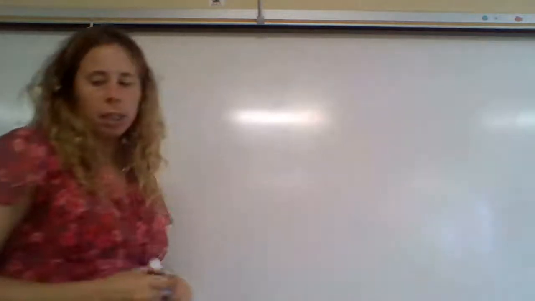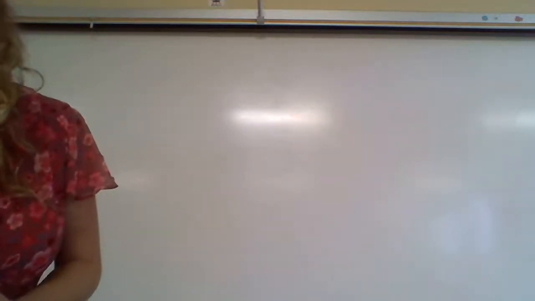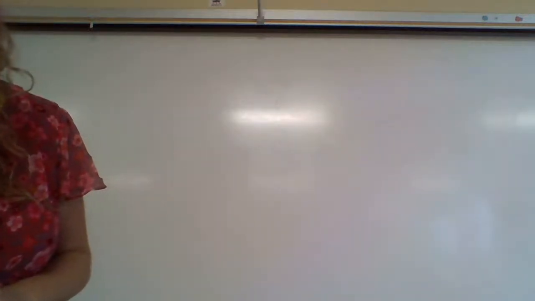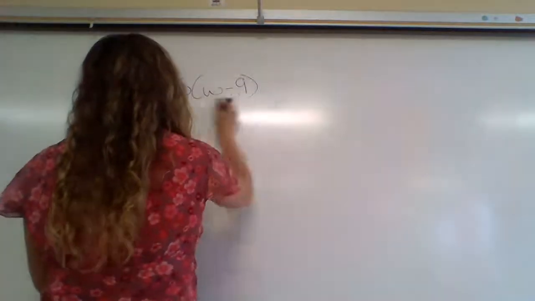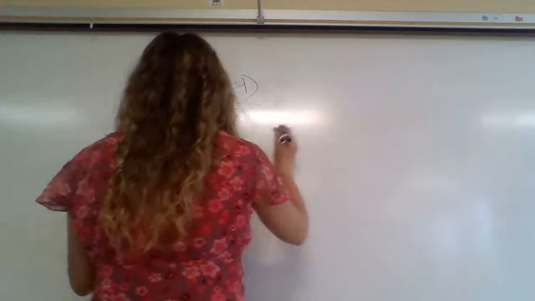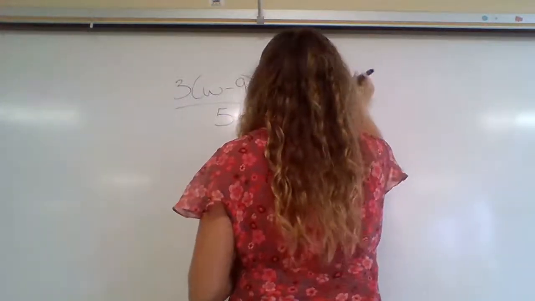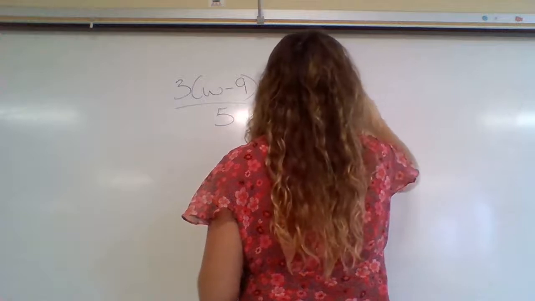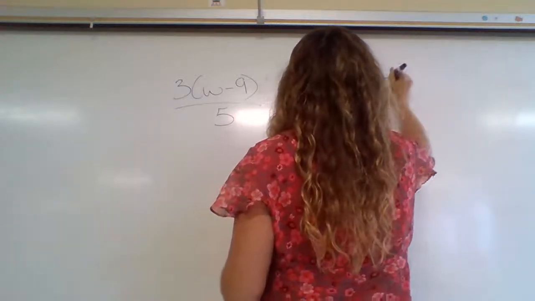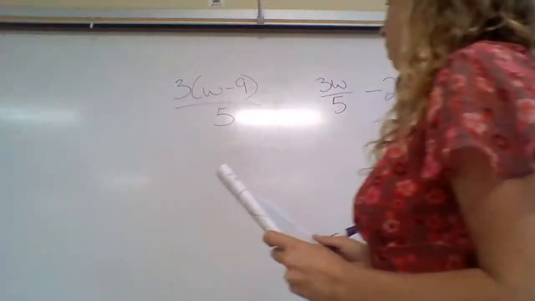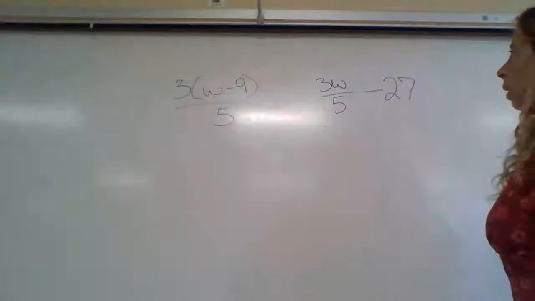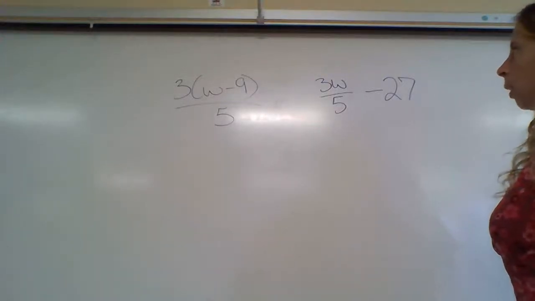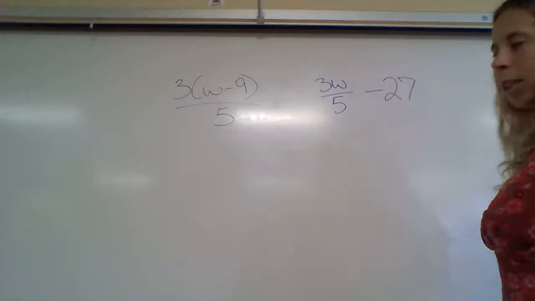Oh, you can also, shoot, I just erased it. There's so many different things you can do. Another thing, oh, that's the problem I just did. Oh, here it is. 3w minus 9 over 5 and, oh. If they were equivalent, then I could substitute in the same thing for w and I would get the same answer. You could do that. That seems like a lot of work. But there are lots of different ways you can play around with it.